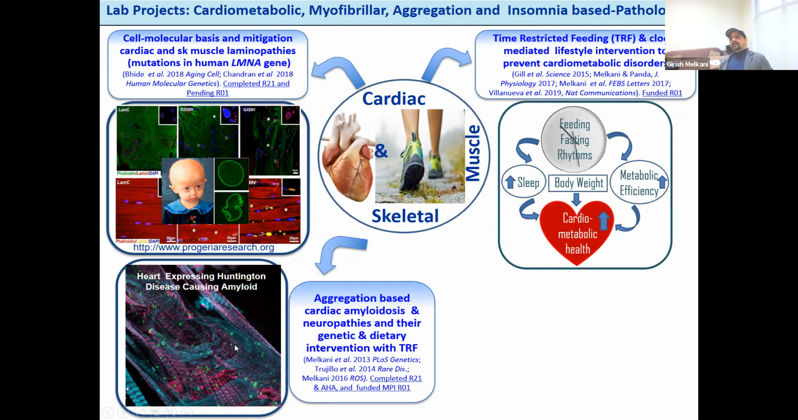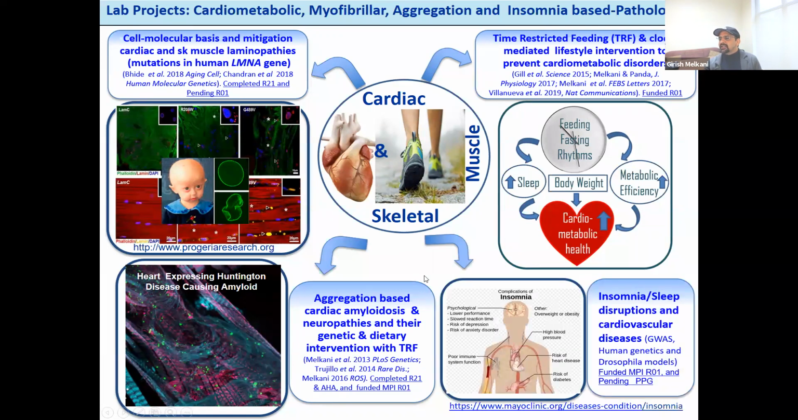So just look at Huntington disease. People have studied Huntington disease for many years, decades. But what I want to look at is, does Huntington have any role in the heart? When we express that Huntington in the heart, you can see those puncta aggregates in the heart also, and that leads to cardiac defect. Now we are also looking at the neurological aspect, not just Huntington. I use a term called aggregation-based cardiac amyloidosis and neuropathy, and then we are looking at what the role of circadian clock is on that, and if TRF can be interventional for this aggregation-based disease also.